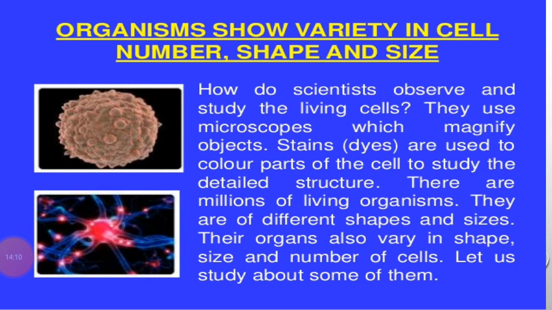Now organisms show variety in cell number, shape and size. Now we are going to learn about that. The cells are of different shapes. They are different in number, and their size is also different. Some cells are smaller in size, some are larger. There are different shapes of cells also, and they also differ in number.